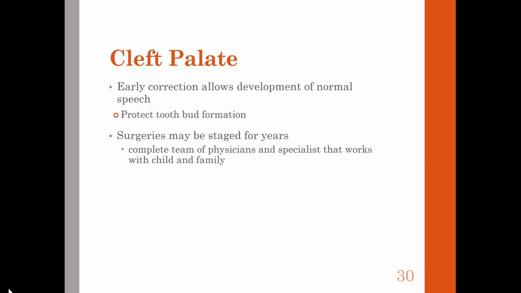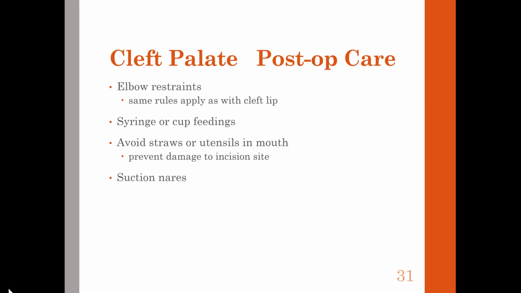Again, I talked about early correction for development of speech. And this one may also be staged over several years. Post-op care is pretty much the same. You're going to use elbow restraints. You're going to use a syringe or cup feedings. With this one, however, you're going to avoid straws or utensils in the mouth to prevent damage to the incision site. And you're going to suction nares if you need to, to help prevent infection.